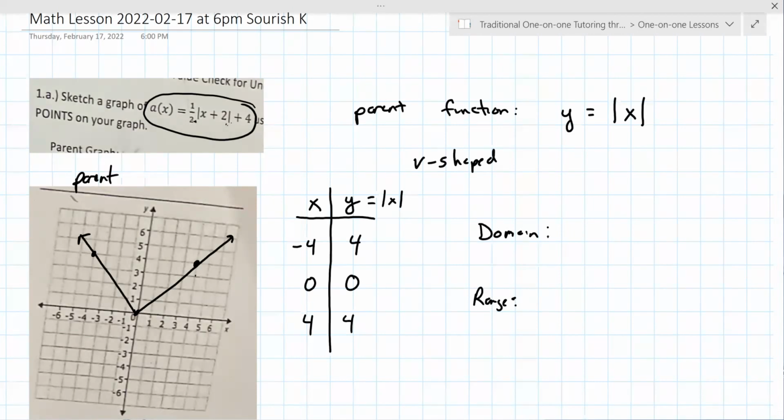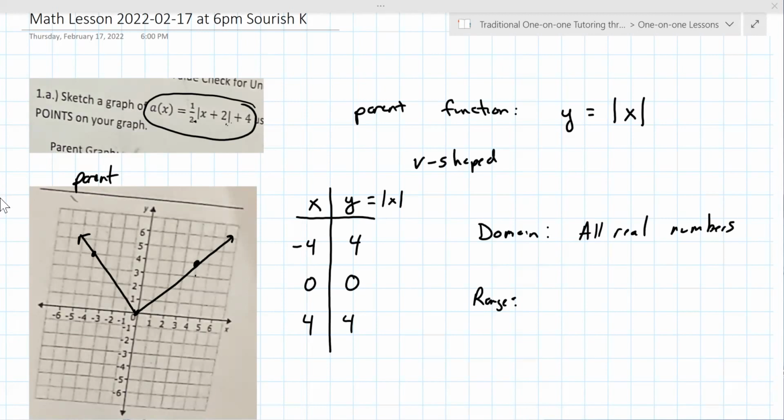Okay, got it down. So the domain for absolute value functions is always all real numbers. You don't ever have to worry about that changing. It's always all real numbers.